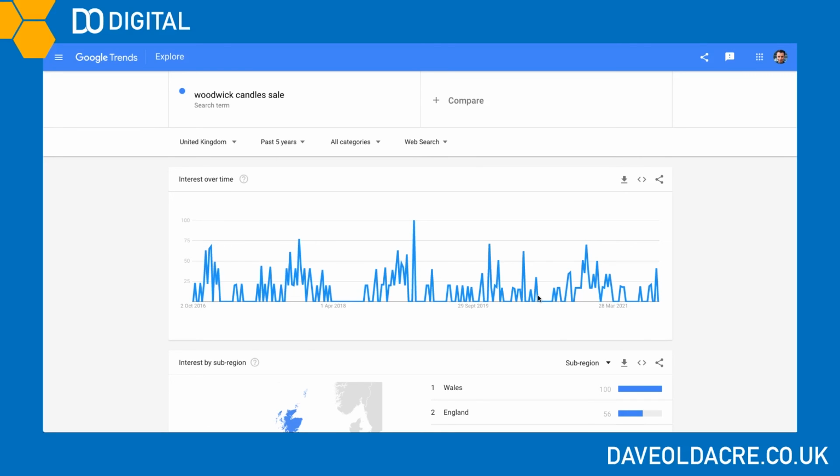Once you know the search terms and topics that people are looking for, you can start to include that in your content strategy, creating fresh content around those types of search terms and topics that are going to help you rank in Google for the things that people are looking for.